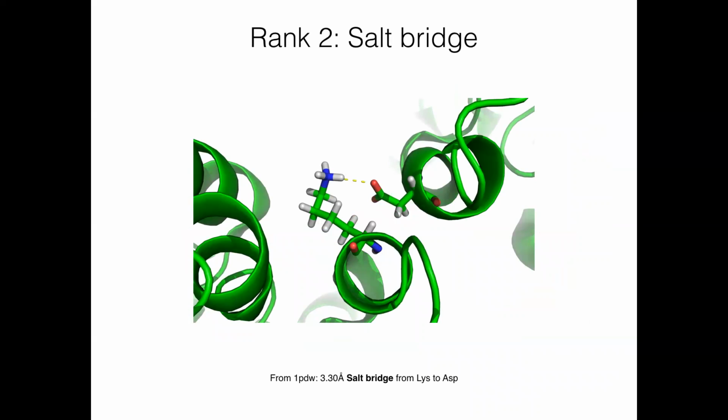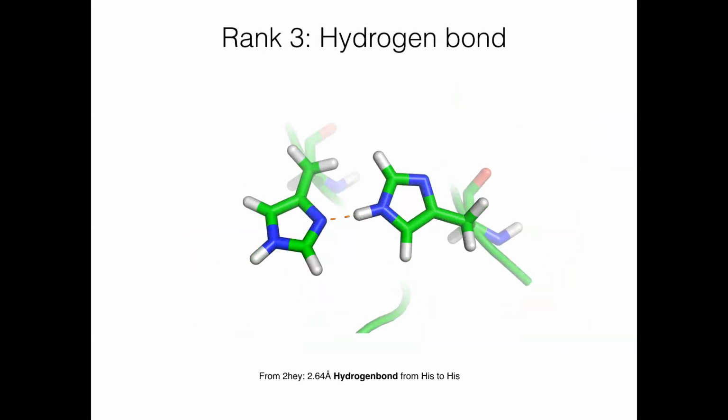What you see here is that you have an electrically charged group on one side and an electrically charged group on the other side, and they will attract each other quite strongly. What you see here is a lysine to aspartic acid. The hydrogen bond is also an attraction, a little weaker, but basically you have a lone pair of electrons on one side, and you have a hydrogen on the other side, and they bond the same way that water bonds with each other.